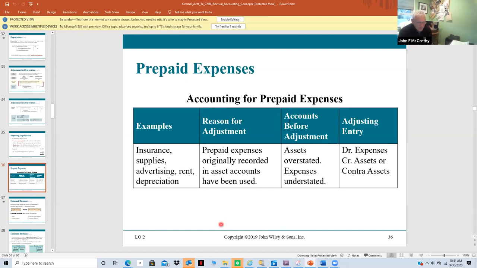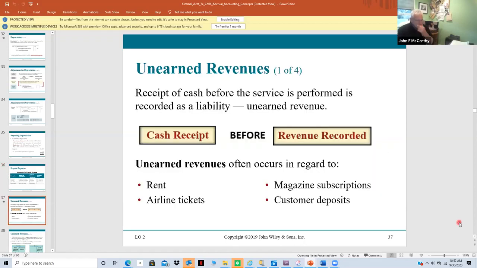This is why you need the adjustments. Because the assets have been used. Prepaid expenses have been used. The building is depreciating. We use some supplies, prepaid insurance and prepaid rent are expiring. Some of the prepaid advertising has been given to us. You know, either it's been aired on the internet or on TV or used in print media or a billboard. All right, now we're going to go to unearned revenues.